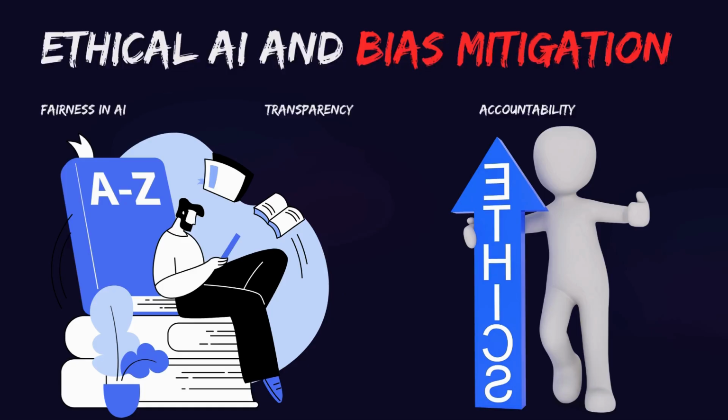Fairness in AI. Ensure AI systems treat all individuals and groups equitably. Implement fairness metrics and bias detection techniques. Transparency. Make AI decision-making processes interpretable and explainable. Use techniques like LIME and SHAP for model interpretability. Accountability. Establish clear responsibilities for AI system outcomes. Implement governance frameworks for ethical AI development.